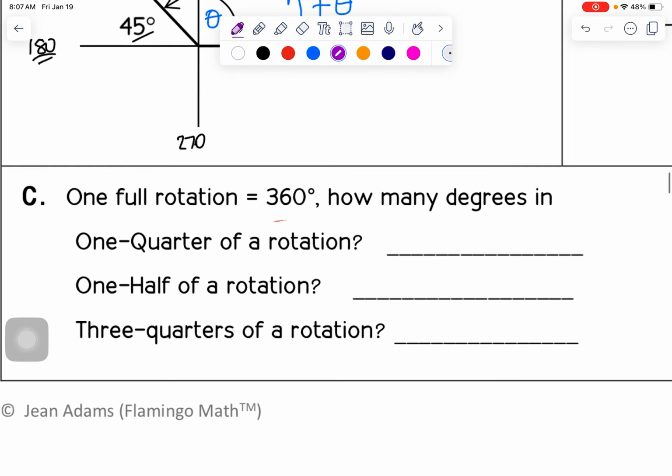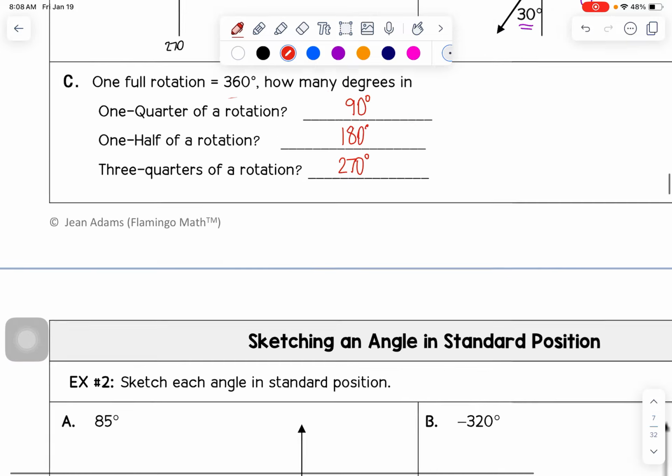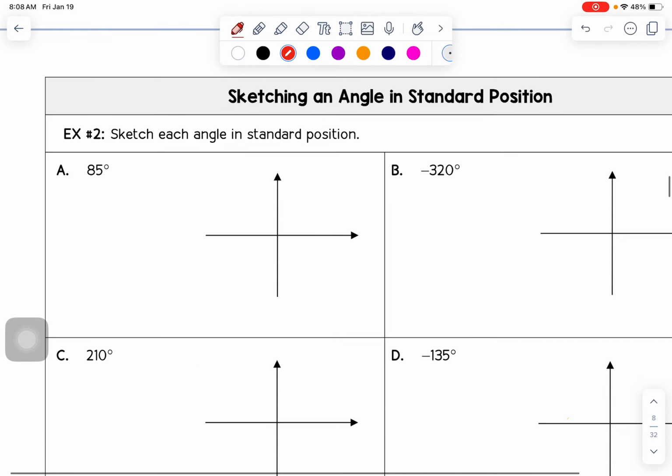All right, so here's some of those places we should know about. 1/4 of a circle is 90 degrees. 1/2 of a circle is 180 degrees. And 3/4 of a circle is 270 degrees. Again, those are the reference points that we'll use to find other angles in whatever particular pictures we're talking about. And here's our first couple tries at that.